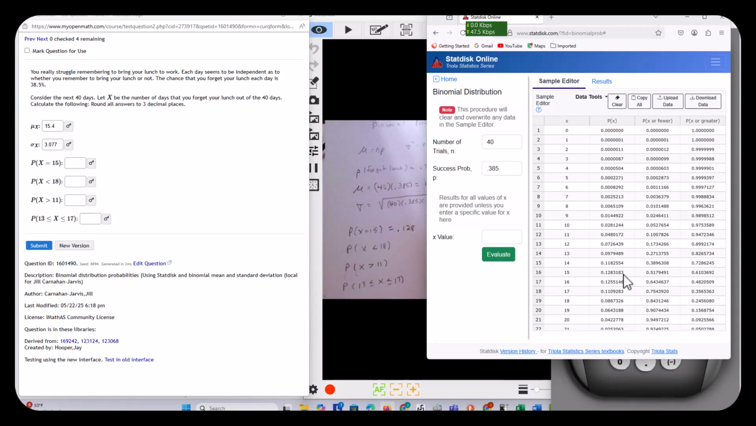Okay, less than 18. So notice that stat gives x or fewer or x or greater. So less than 18, I'm going to rewrite this as the probability that x is less than or equal to 17, because that's what that means. Can't hit 18. X is less than or equal to 17. And x or fewer, so let's go down here to 17. Go over to x or fewer. 0.754.